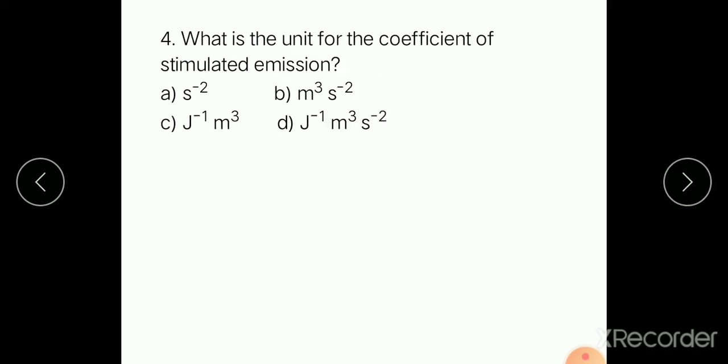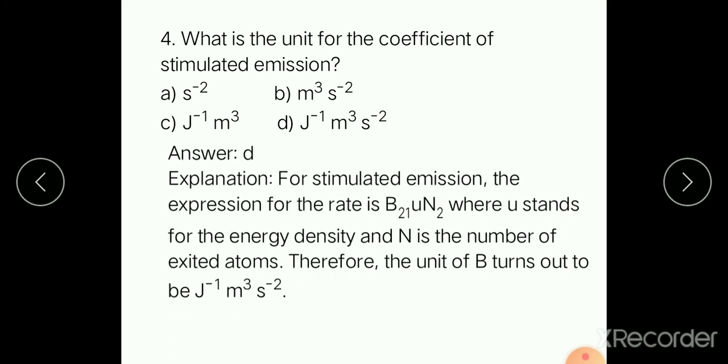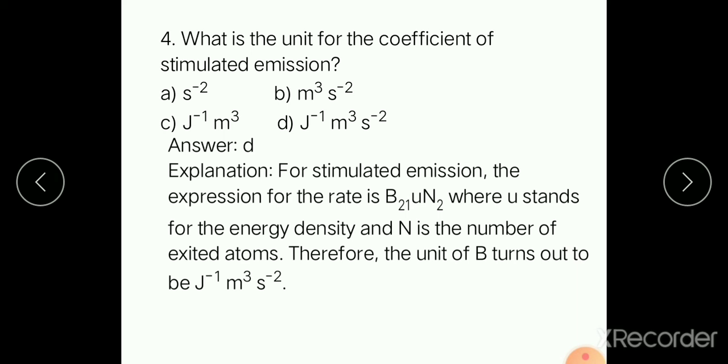Fourth one, which is the unit for the coefficient of stimulated emission? A, per second square. B, meter cube per second square. C, per joule meter cube. D, per joule meter cube per second square. Option D is the right answer. For stimulated emission, the expression for the rate is B21 U N2, where U stands for the energy density, N stands for the number of excited atoms, and therefore the unit of B turns out to be per joule meter cube per second square.